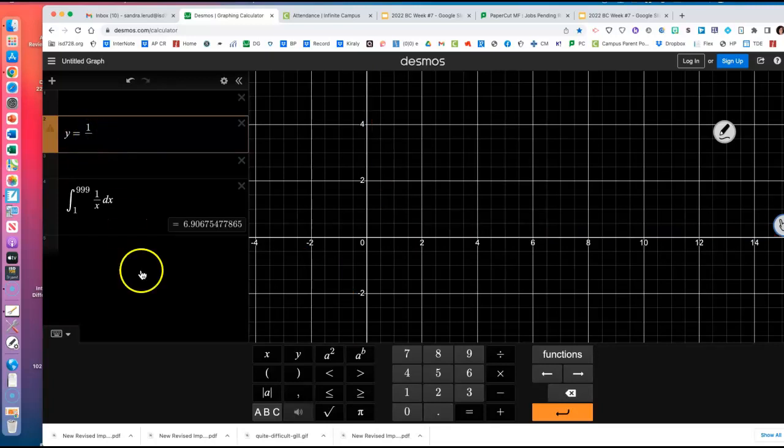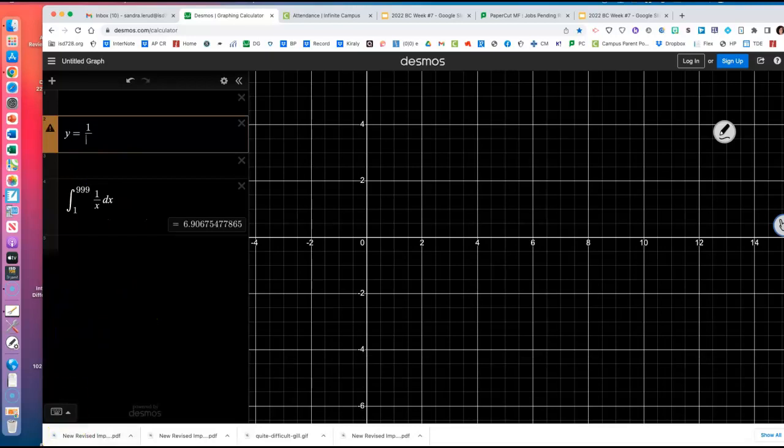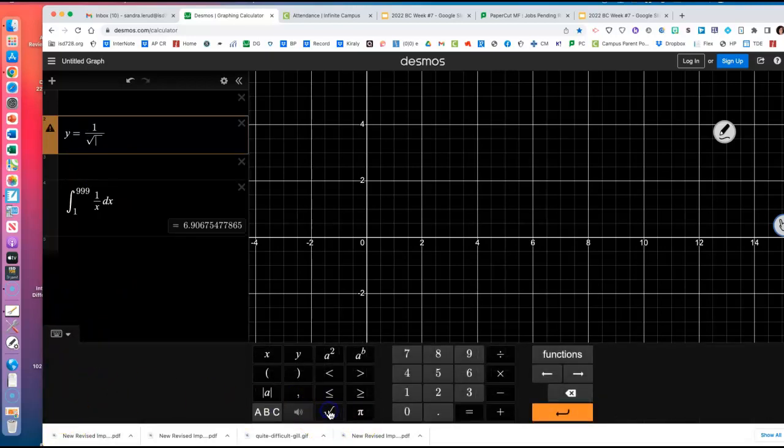I'm going to change that to a square root. And just kind of watch up here. It's pretty not stressful today just because the homework isn't due for a while.